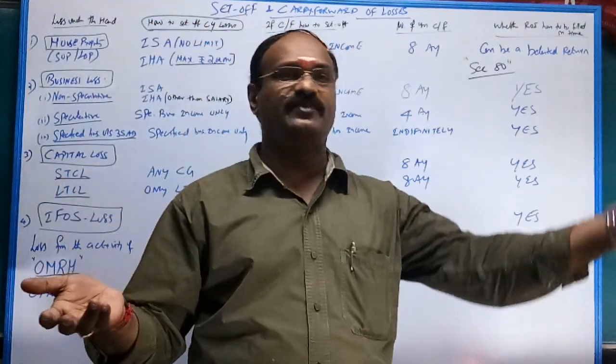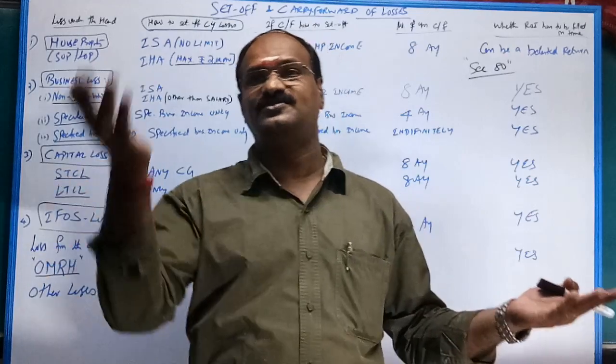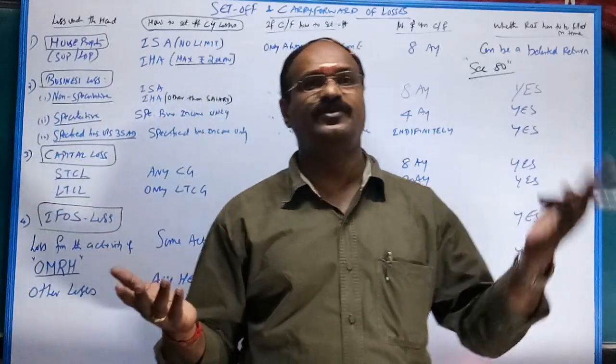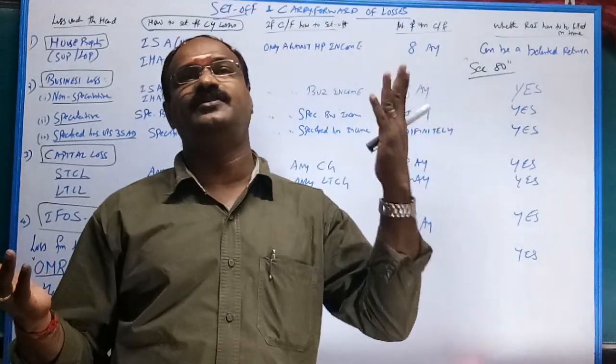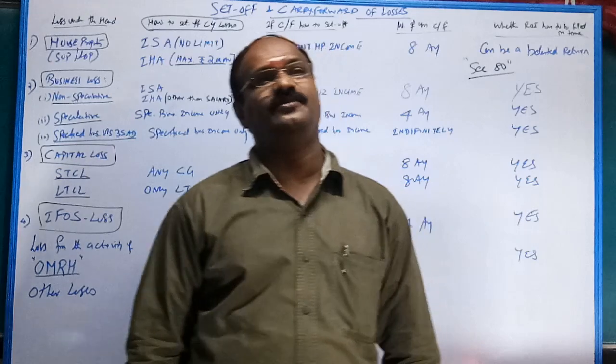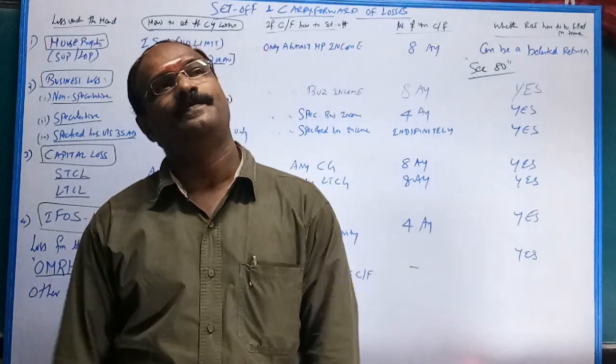Okay, I have some other manufacturing business. In the leather business, I have a loss of say 20 lakhs. In the manufacturing business, I have a profit, or income, of say 30 lakhs. This 20 lakhs can be set off against the other business income. That is called inter-source adjustment.